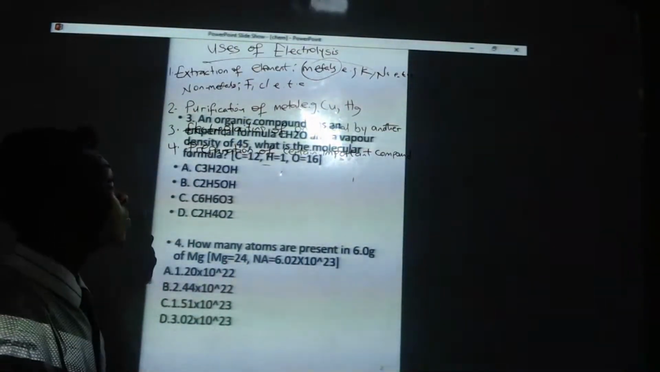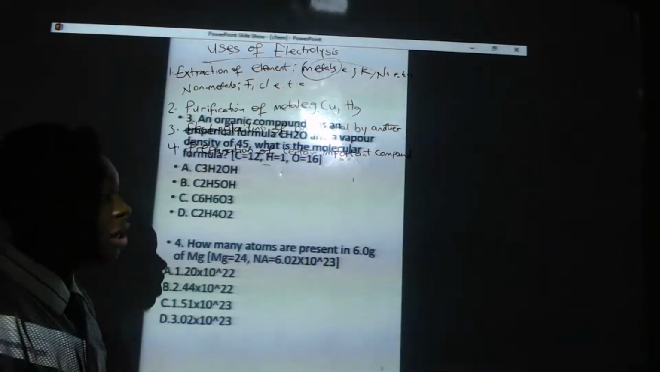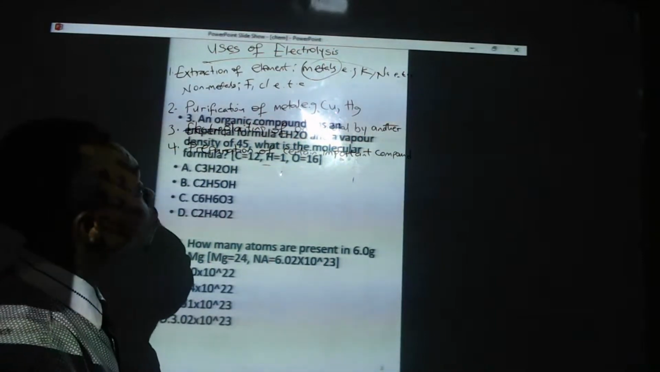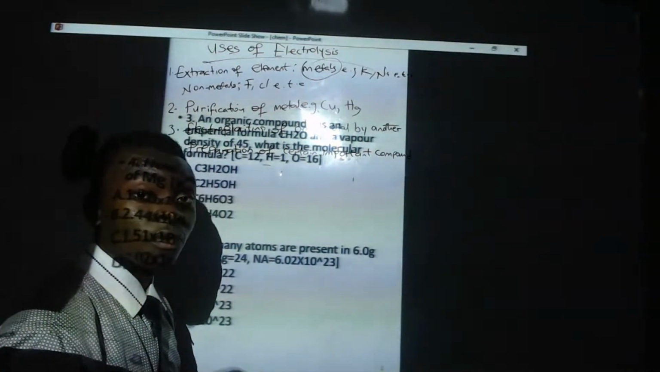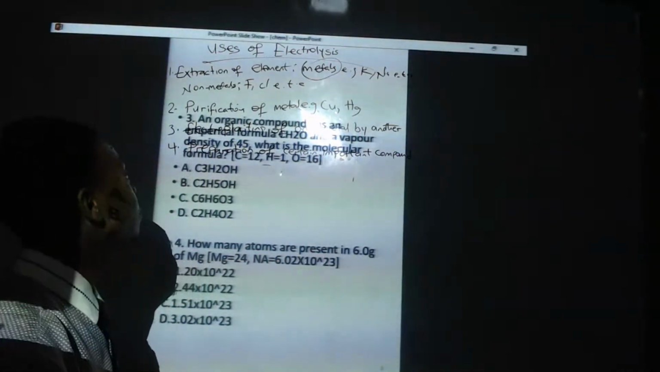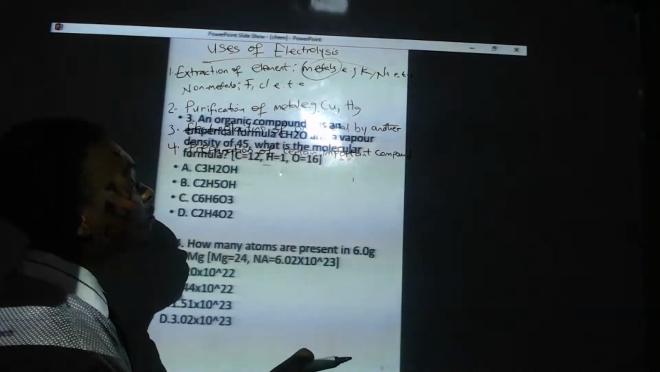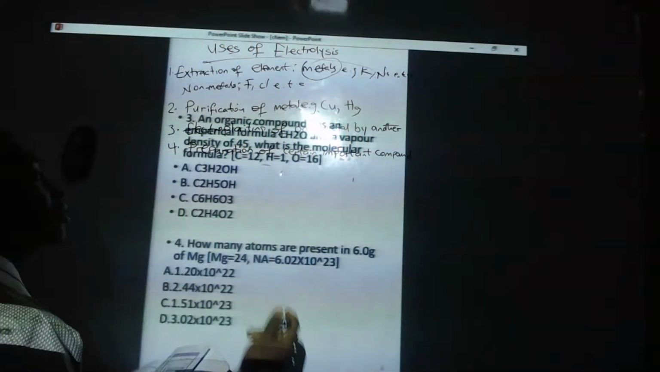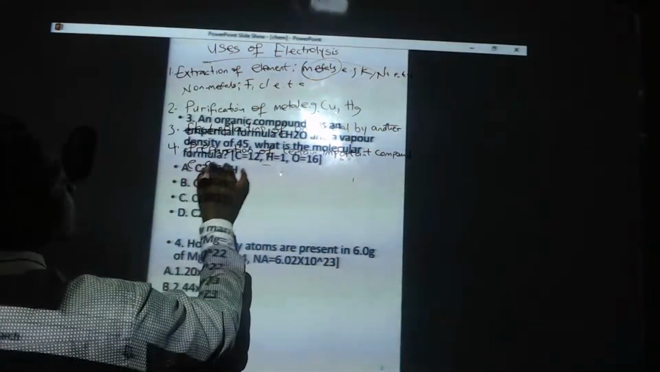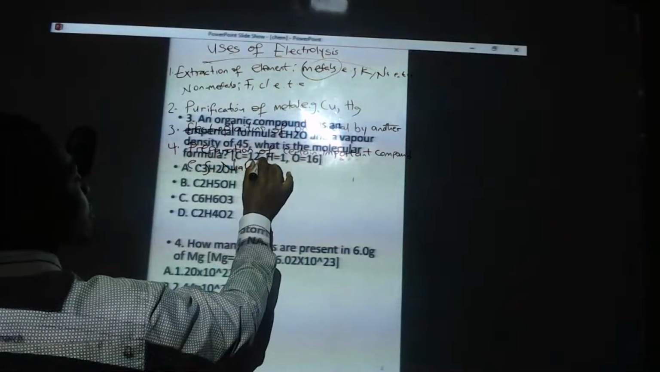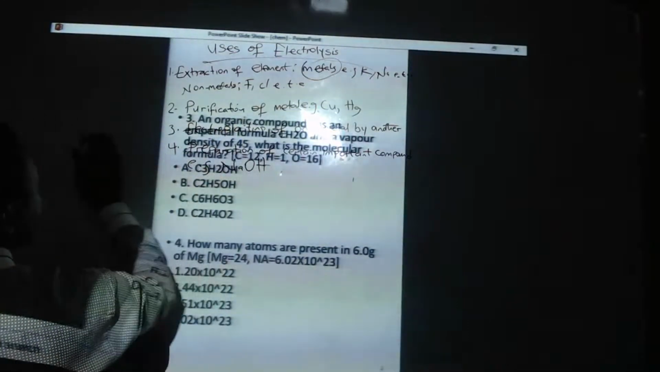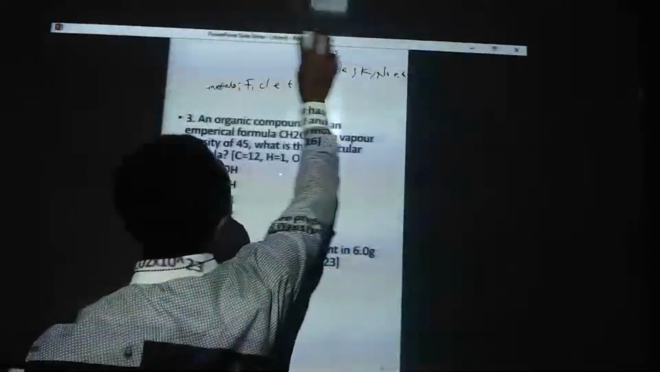It's also used in electroplating of one metal by another, and I explain what electroplating is as the process of coating a surface of a metal by the surface of another metal. Then it's used in preparation of certain important compounds such as sodium hydroxide. Okay, let's go to the second law.